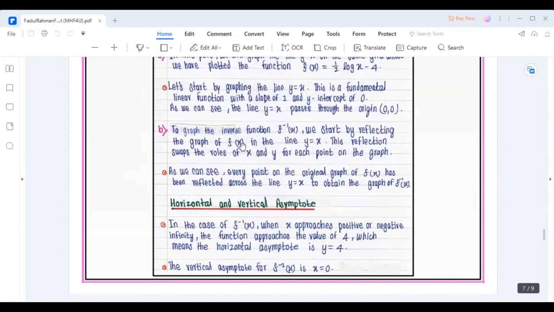So B part, to graph the inverse function f inverse x, we start by reflecting the graph of f(x) in the line y equal x. This reflection swaps the roles of x and y for each point on the graph. As we can see, every point on the original graph of f(x) has been reflected across the line y equal x to obtain the f inverse x.